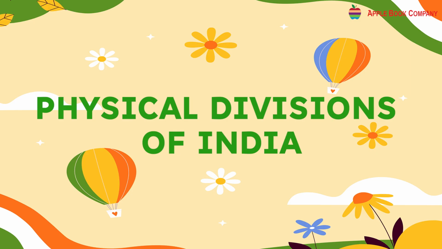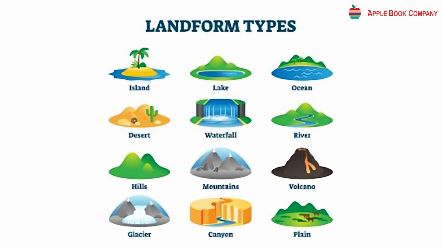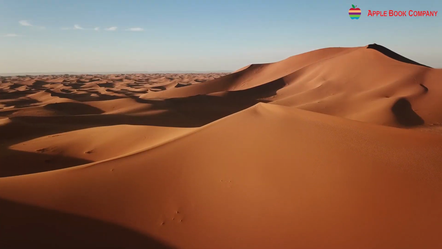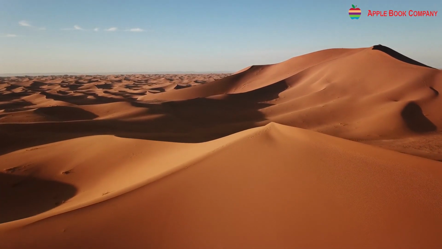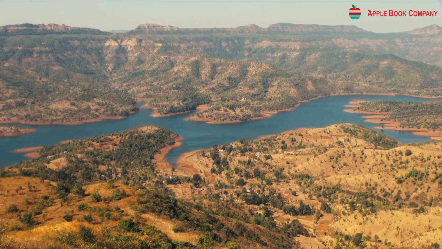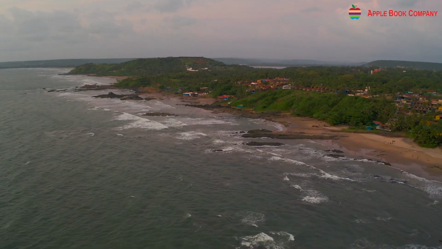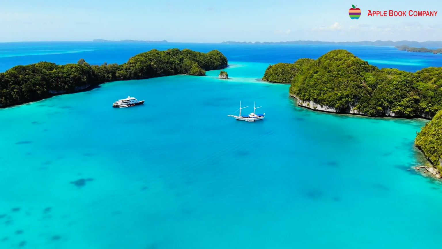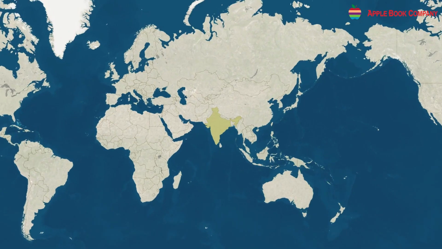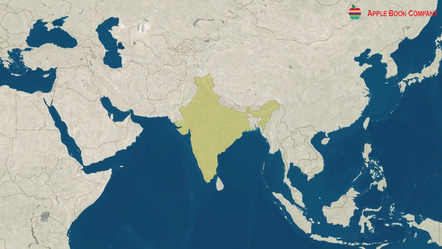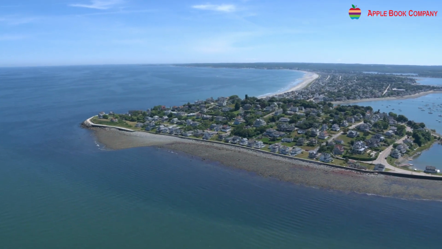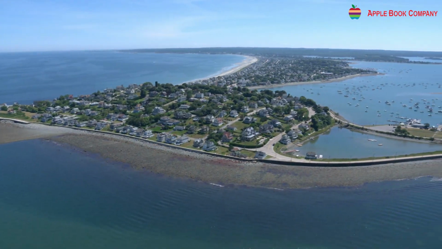Physical divisions of India. India has different landforms like the tall snowy mountains called the Himalayas, a hot and sandy place called the Thar Desert, flat lands with a big river called the Ganga Plains, and pretty beaches in Goa. There are also thick forests in the Sundarban and lovely islands called the Lakshadweep. The bottom part of India is almost surrounded by water of two seas and an ocean. The special shape is called a peninsula.